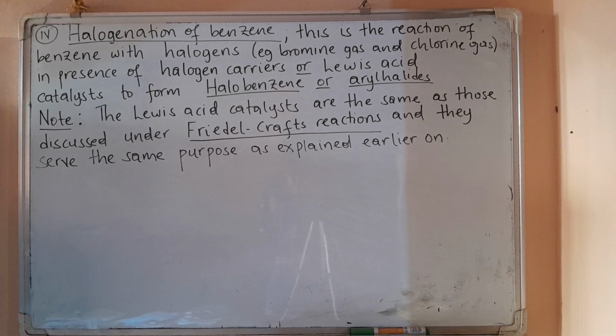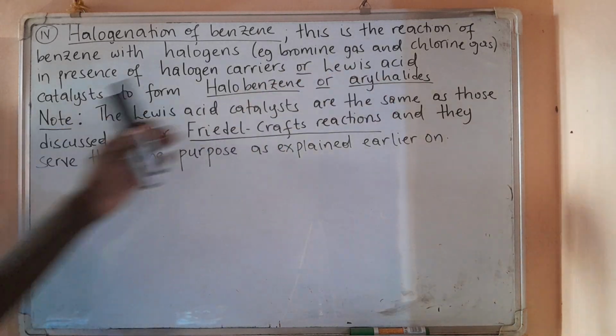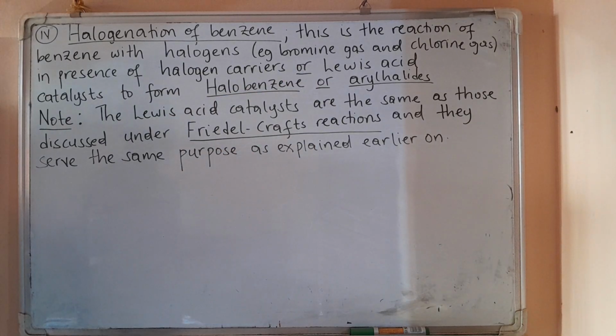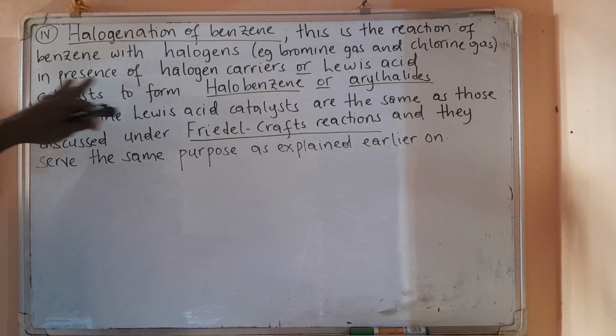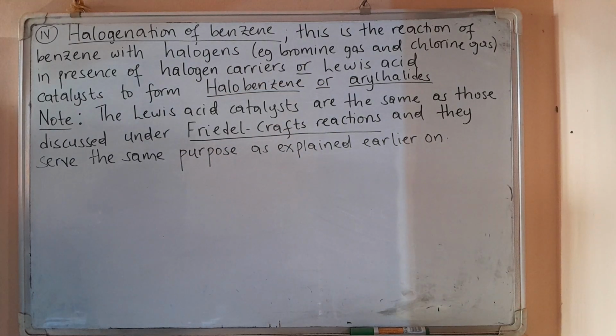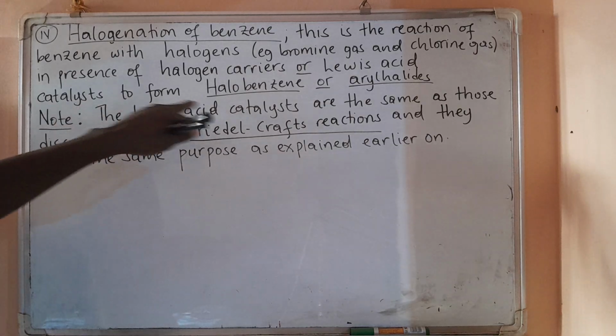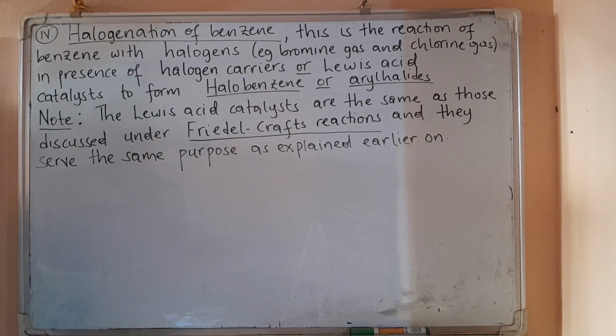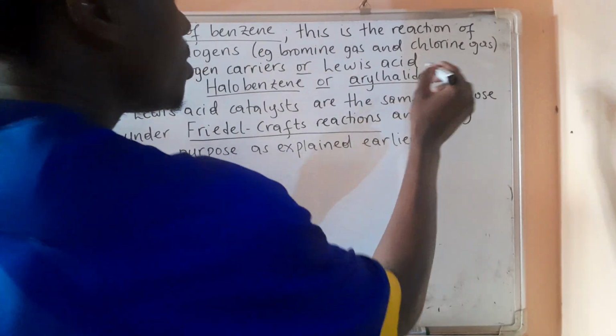Our next reaction is the halogenation of benzene. Here we look at how benzene reacts with halogens. Halogens specifically implies bromine gas and chlorine gas. This reaction occurs in presence of halogen carriers or Lewis acid catalysts to form halobenzene or aryl halides.